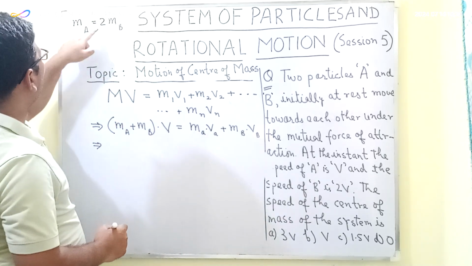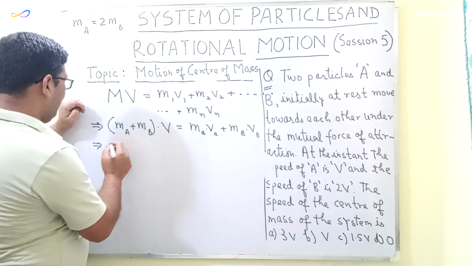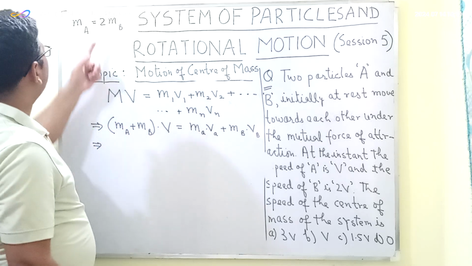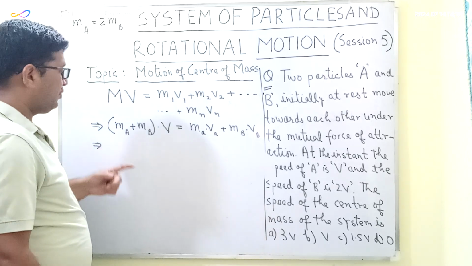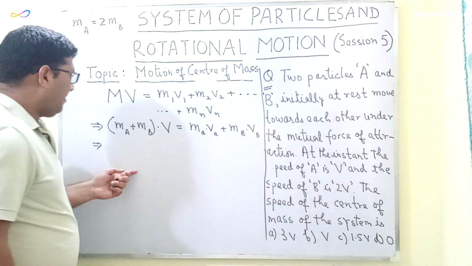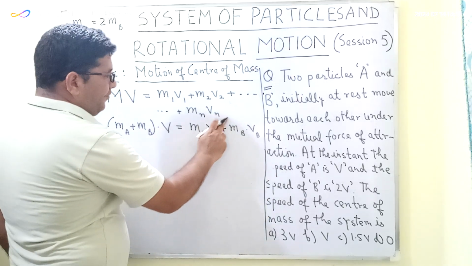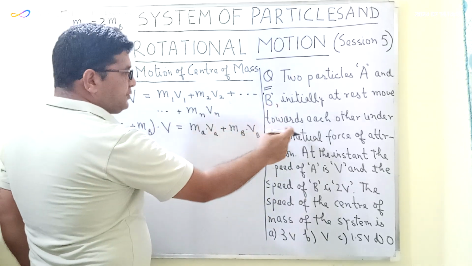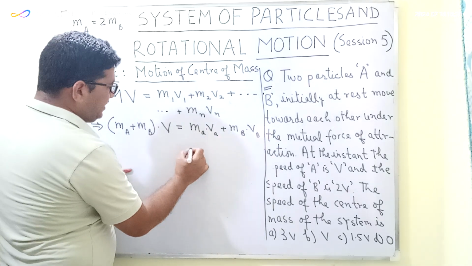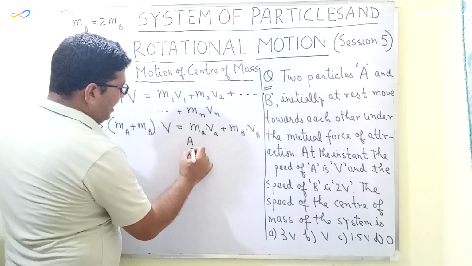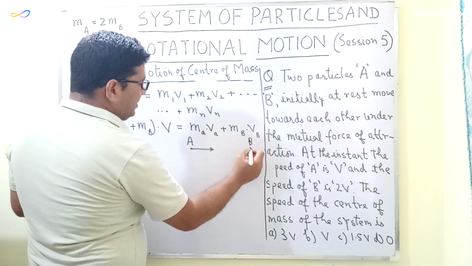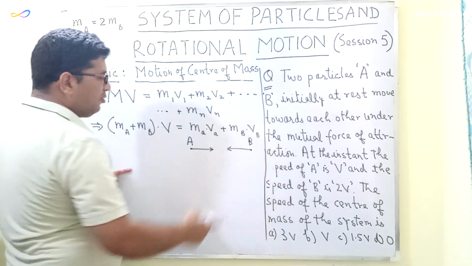So from this, ma is equal to 2 times mb, what I will be doing is that I will be substituting the value of this ma as 2mb in this equation. But now here one more thing has to be taken into account, that is these two bodies, these two particles, they are moving towards each other. That is, if this is a particle A and this is a particle B, then B is moving towards A and A is moving towards B.